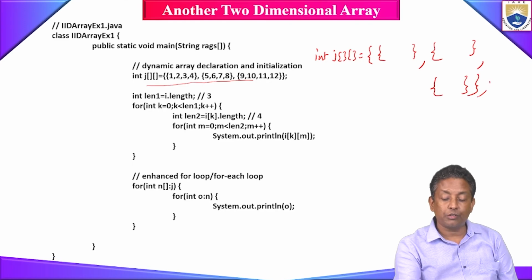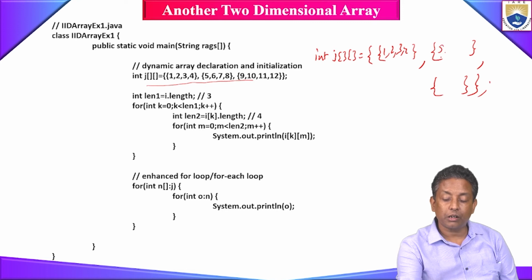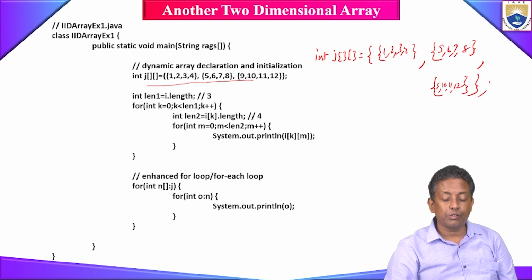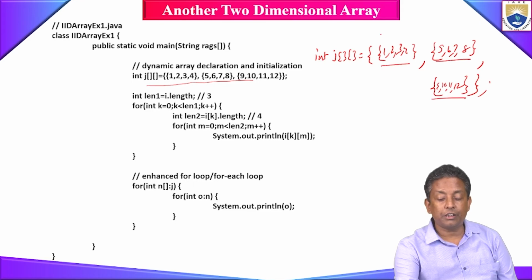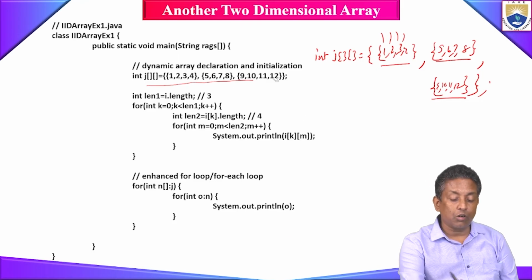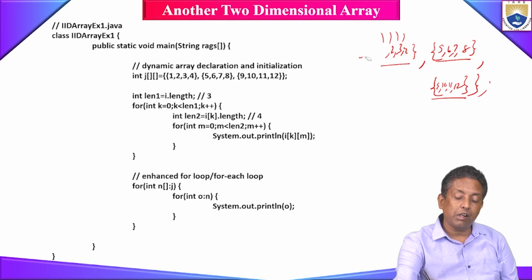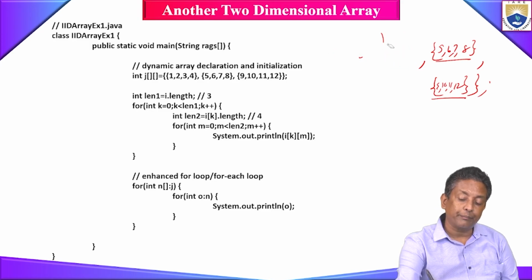In each row, how many values do you want? You want 4 values. 1, 2, 3, 4. 5, 6, 7, 8. 9, 10, 11, 12. So how many values? 3 4s are 12. 3 rows, and in each row we are having 4 values. So the entire two-dimensional array variable declaration and initialization is completed in a single line.